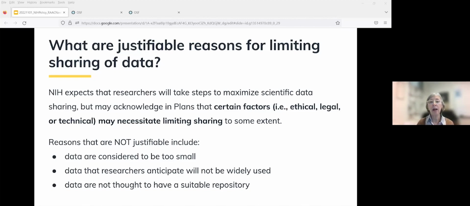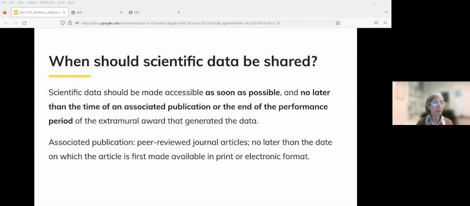But reasons that are not sufficient to limit data sharing are listed here, like, oh, it's just a little pilot study. That doesn't give you an out. Or we don't think people will use this data very well. That's not a good excuse. Or I can't find a good repository. NIH believes that appropriate repositories do exist for essentially anything.